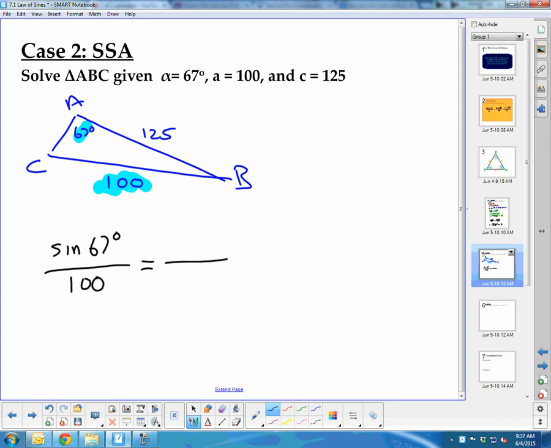Now, the second ratio I use, whether it's sine beta over B or sine gamma over C, I need to know one of those values. When I'm solving a proportion, there's four parts to it, two numerators, two denominators. I need to know 3 out of the 4 parts so that I can solve the proportion. In this particular case, the only other value I have is side C. And that tells me I'm going to use the ratio sine gamma over 125. Since I'm going to solve for gamma, I'm probably going to have to use an inverse trig function at some point to solve this.